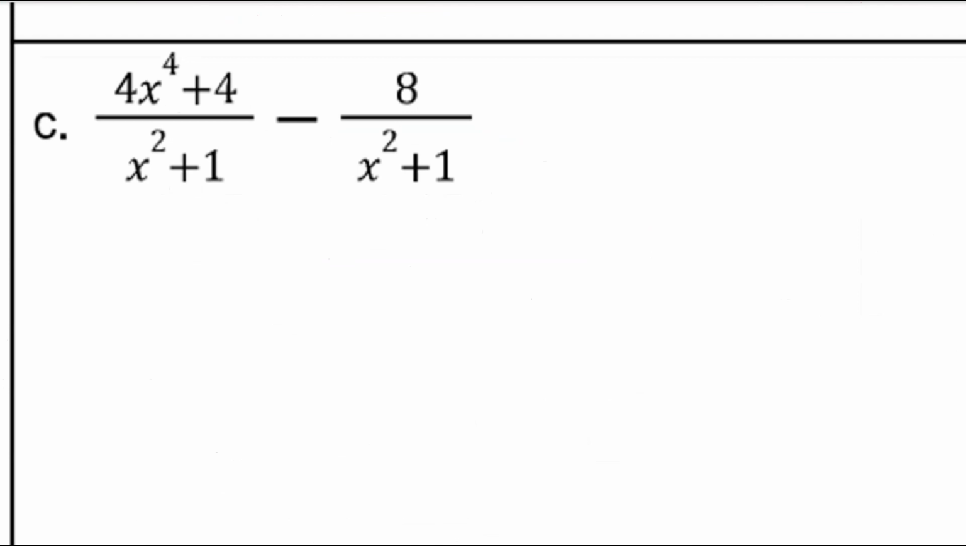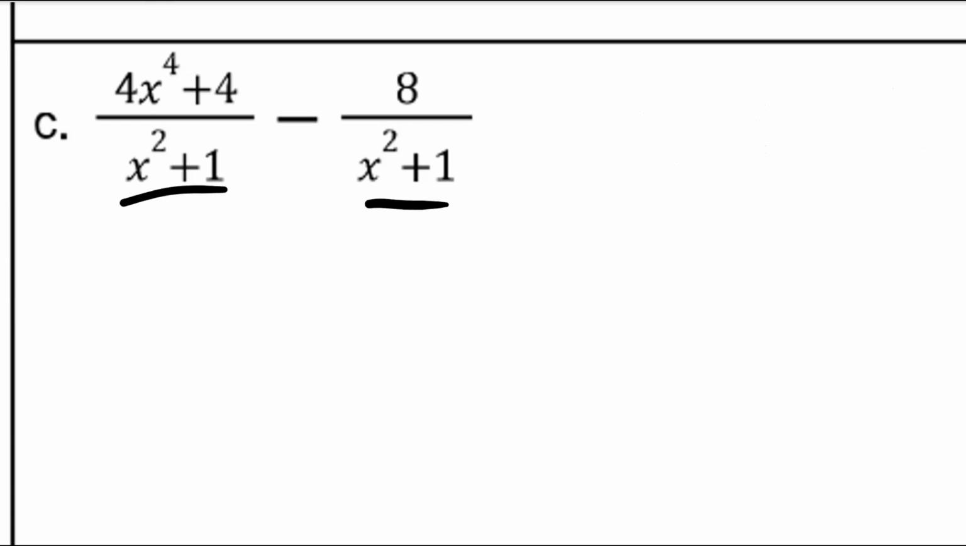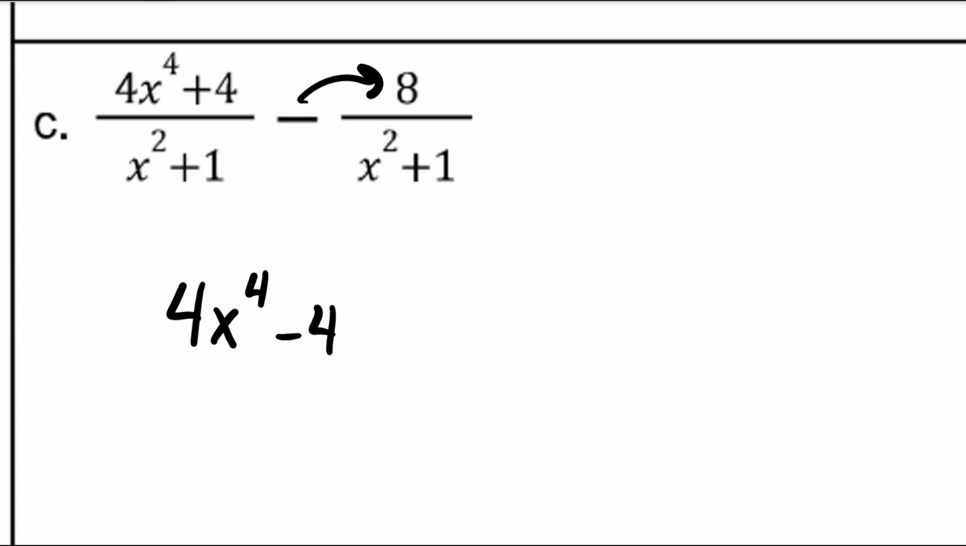Now when you're adding or subtracting fractions, you've got to make sure you've got a like denominator before you can do that, right? If I add 1/5 plus 2/5, easy peasy, right? 3/5. But if I asked you to find 1/5 plus 2/8, all of a sudden you would need to think a little bit to get a common denominator. So in this instance, they've got common denominators already, so I'm just going to combine the numerators. I'm going to minus that 8 from the 4 to be left with 4x to the 4th minus 4 when I do positive 4 minus 8 over x squared plus 1.